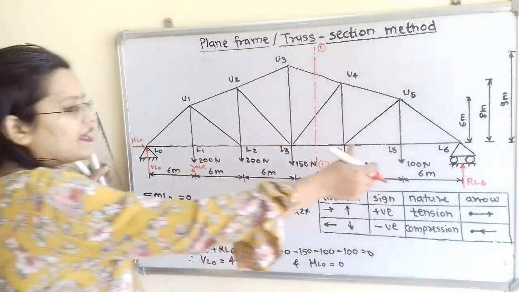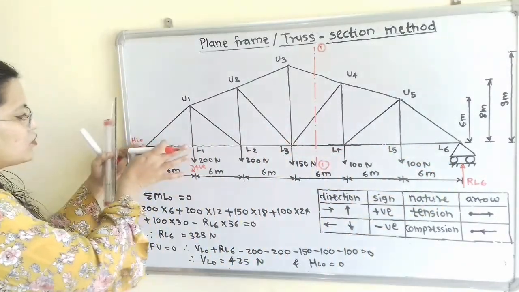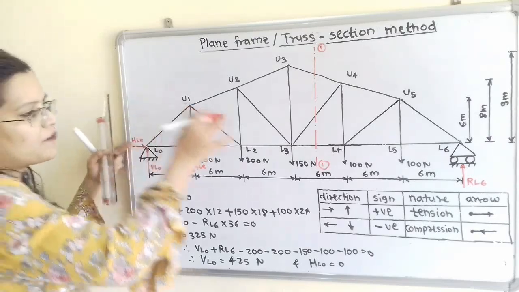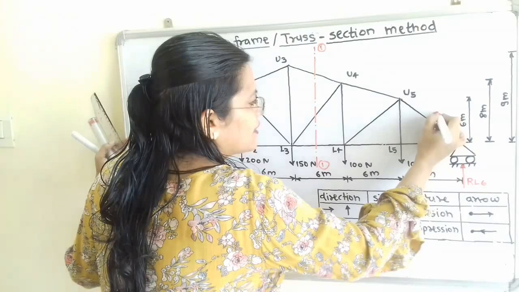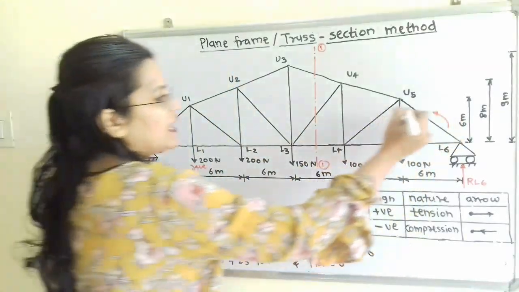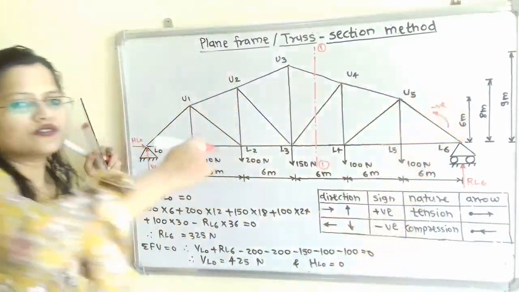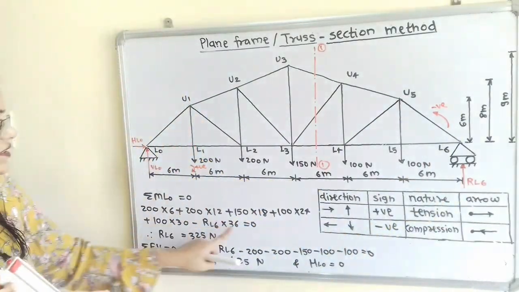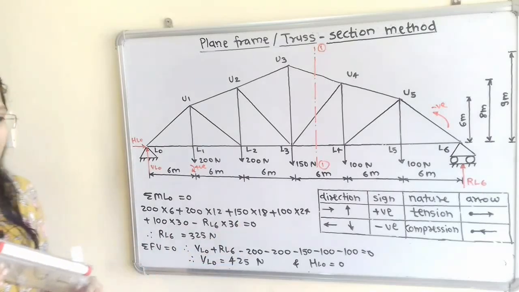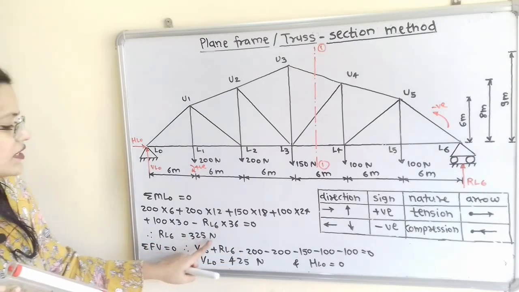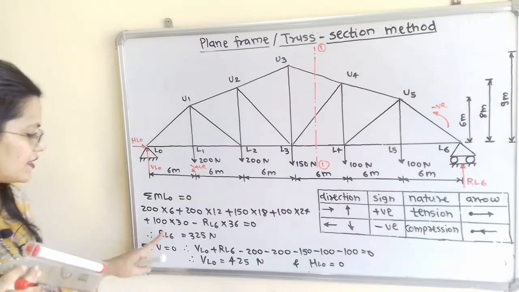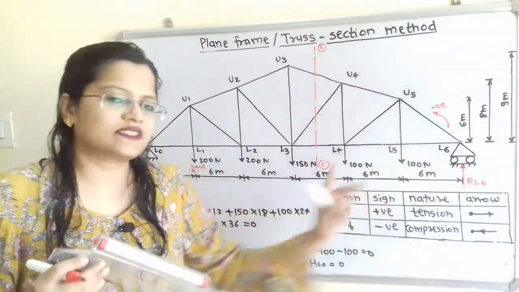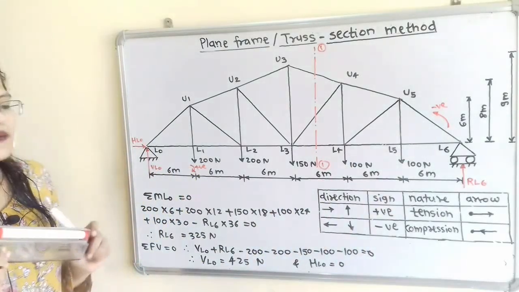Now this RL6 is in the opposite direction. If I take the center as L0 and move the compass in the upward direction, it is anti-clockwise, and for that we have to take a negative sign. So we can say minus RL6 multiplied by the perpendicular distance 36 is equal to 0. So RL6 is equal to 325 Newton. Its sign is positive, so the upward direction is correct, and we will keep it as it is.